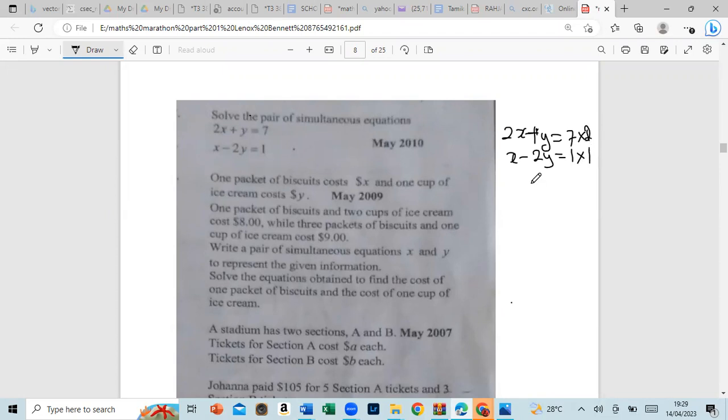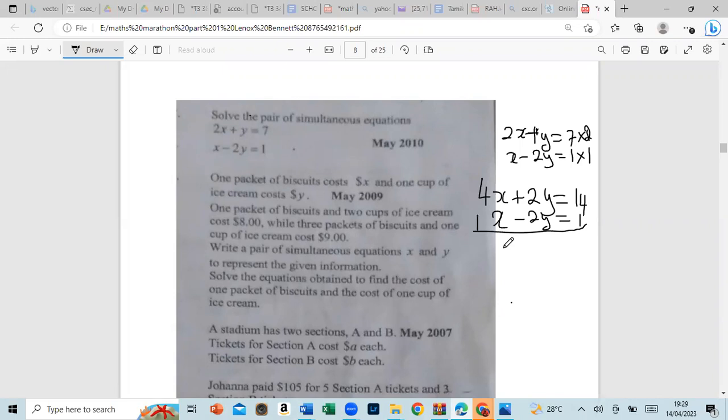So 2 times that would give me 4x plus 2 times y would give me 2y, and 7 times 2, 14. Now I multiply everything by 1, so I get about the same thing, right? All right, so we're gonna add now. If we add, y automatically goes to 0. So 4 plus 1, that's 5.